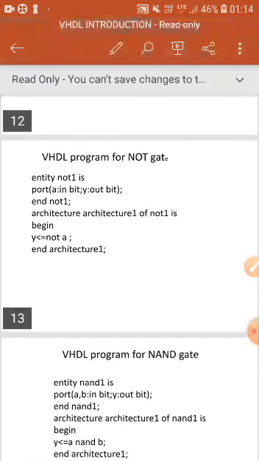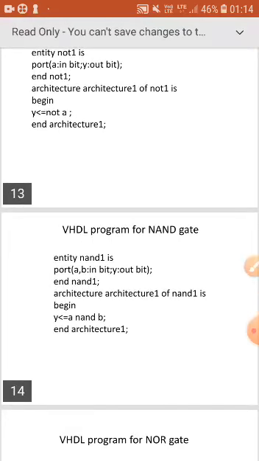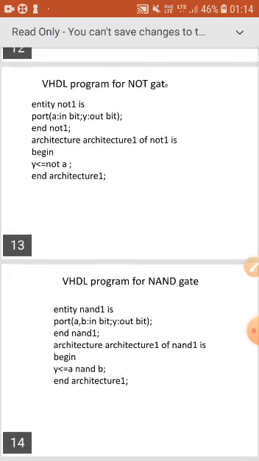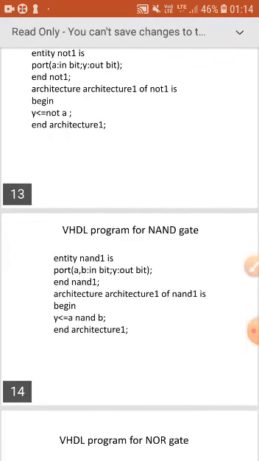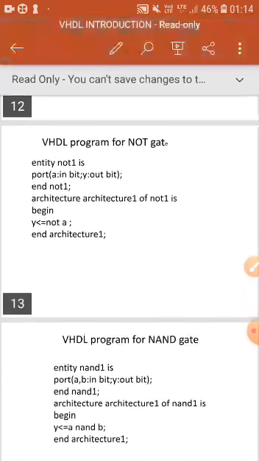A is a binary value, so I am using bit. Next, Y is the output, so Y colon out. Y is a binary value, so here I am writing bit. Next, third line, end entity name. In this program not1 is the entity name, so end not1.